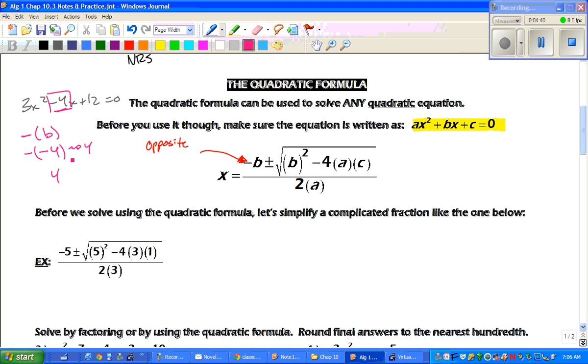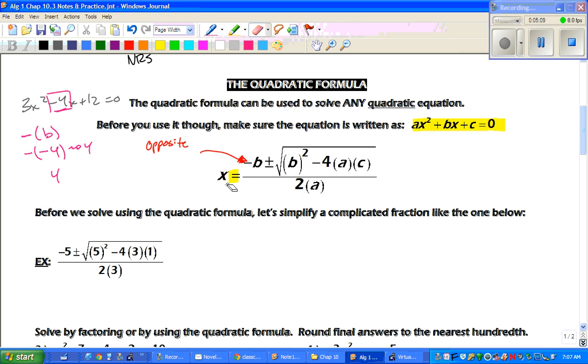So we've got a little song to help you do this, right? The song is pretty much to Pop Goes the Weasel. It goes: x equals the opposite of b plus or minus the square root of b squared minus 4ac, all divided by 2a. You got it?